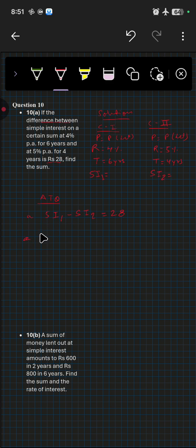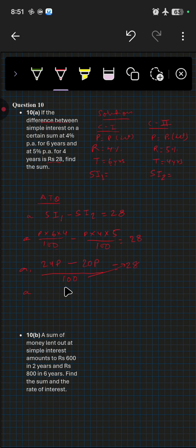So for the first case, what is the simple interest? PTR by 100, where T is 6 and R is 4, minus again PTR by 100. It means P into 4 into R by 100 is equal to 28. Here we get 6 times 4 is 24P. Both have 100 in their denominators, so the LCM will be 100, minus 4 fives are 20P, is equal to 28. The 100 will go and multiply on that side.